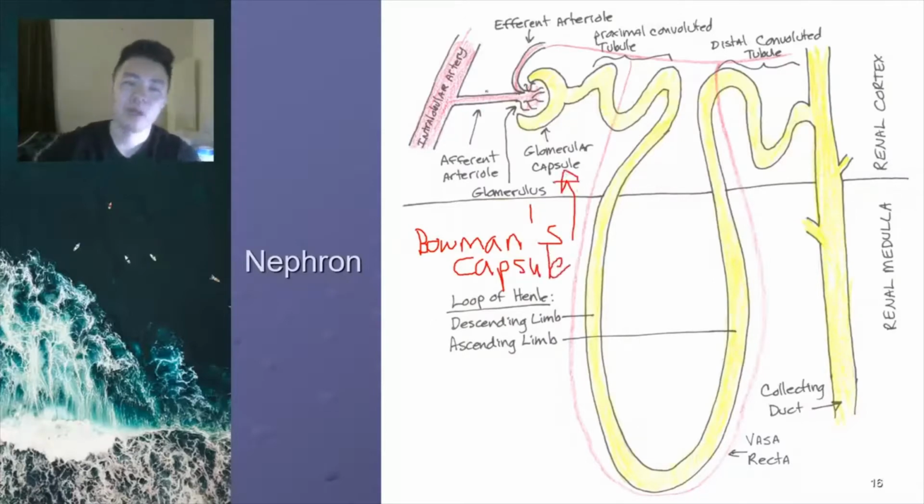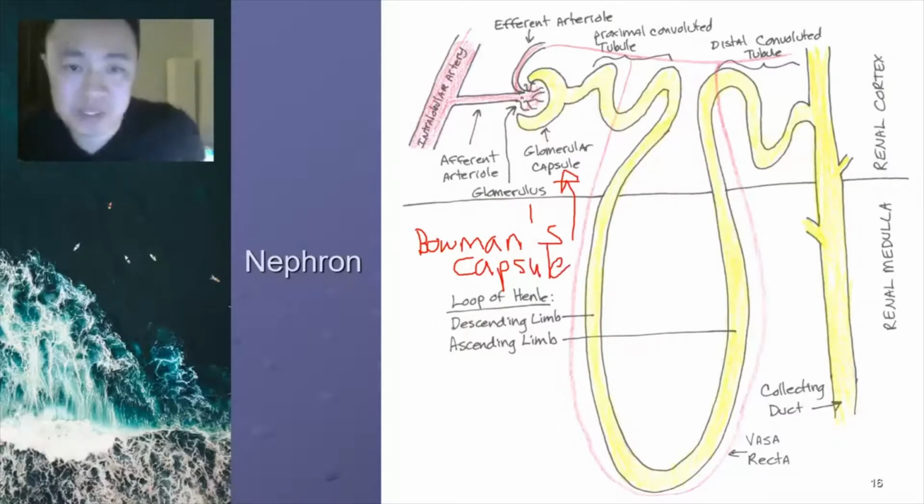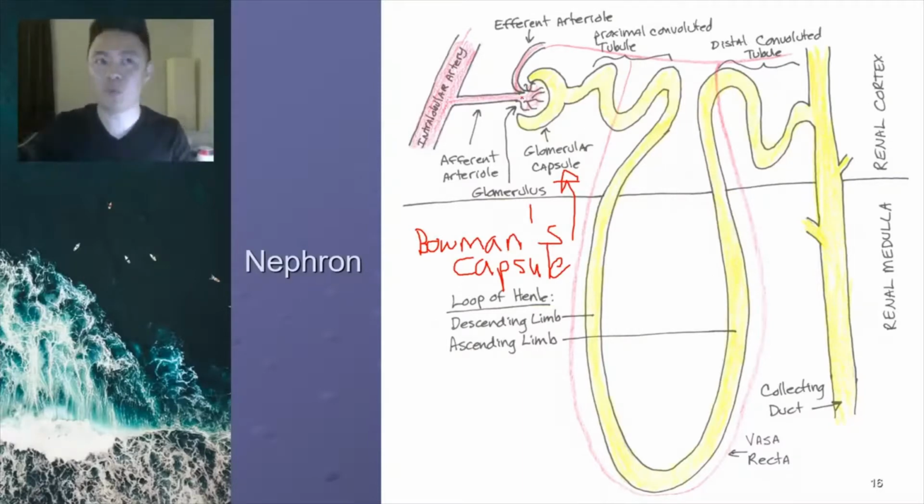Okay. And then what happens in this first segment is that it starts to filter the blood. Now, when it filters out the waste of the blood, it doesn't mean that all the filtrate that comes out will end up in urine.